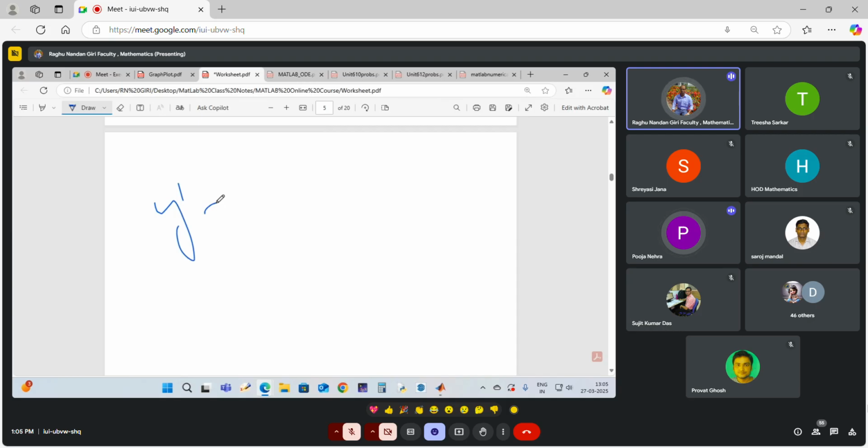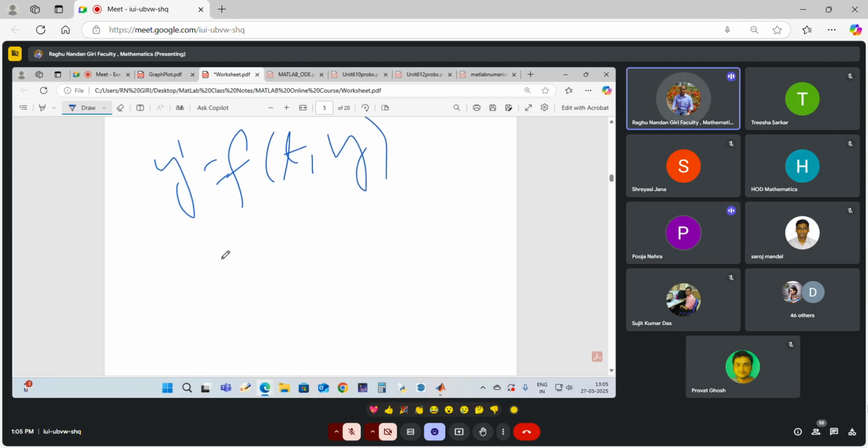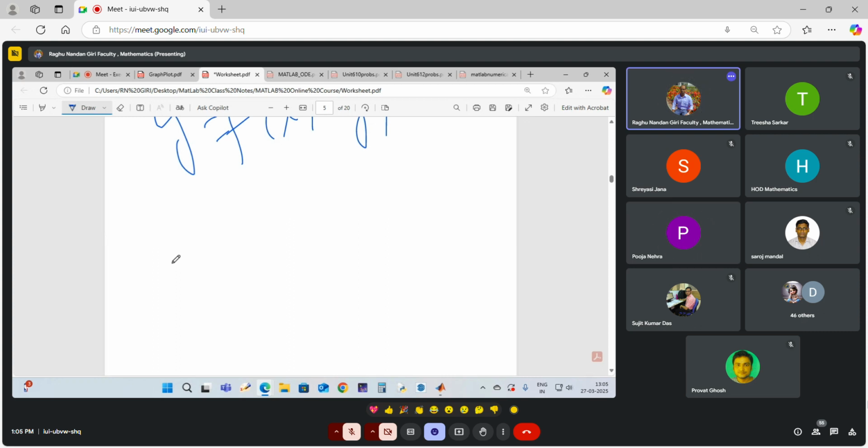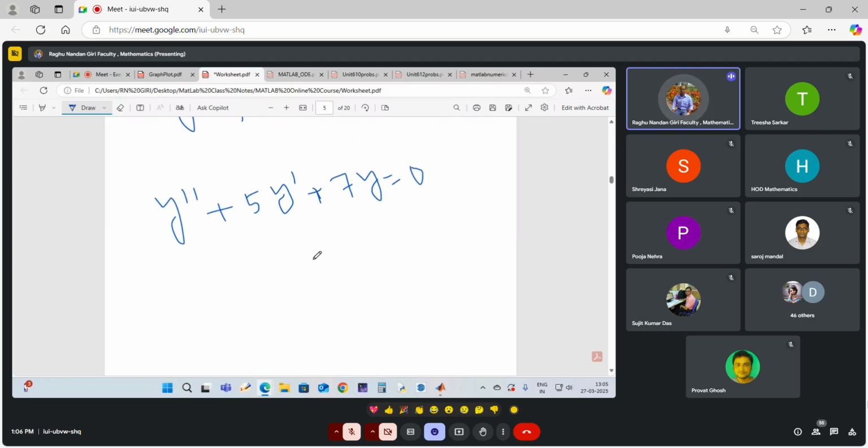So first order ODE, we know that y dash equal to f of t, y. It is the first order ODE. So any order ODE we can convert to a system of first order ODE. Suppose we have one ODE, y double dash equal to 5y dash plus 7y equal to suppose 0.